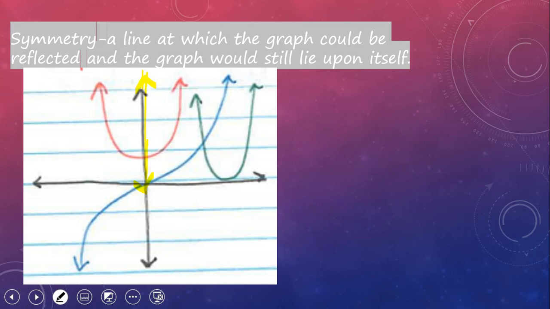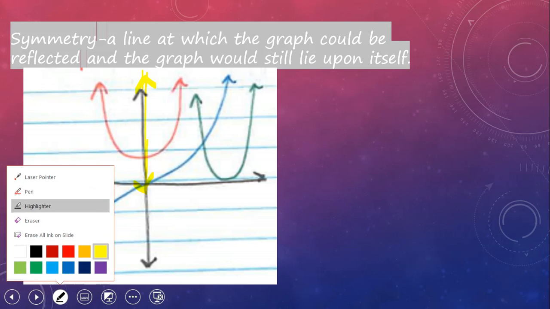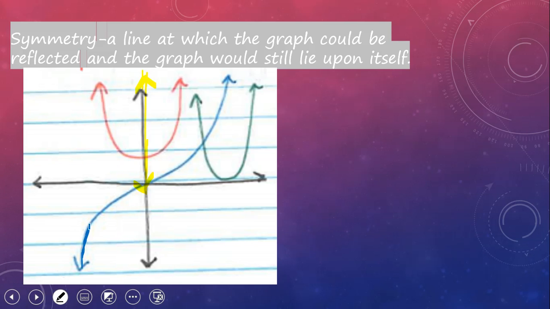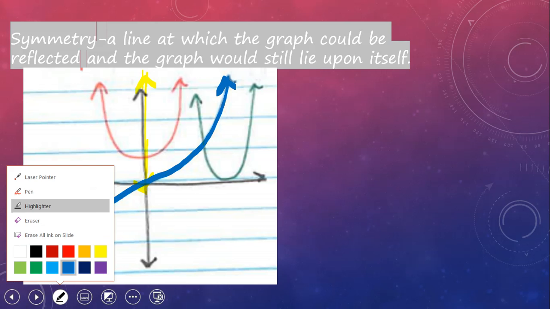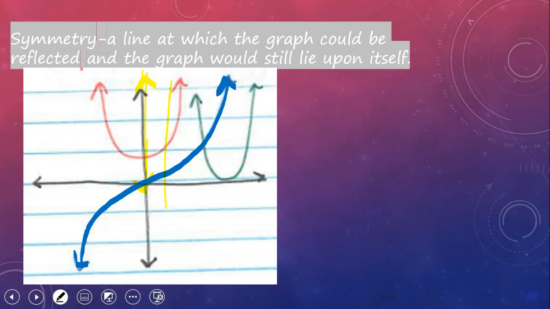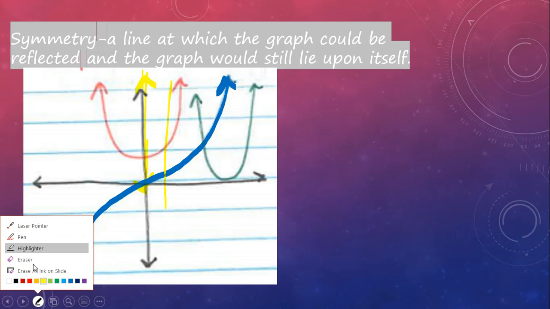Taking a look at the blue graph, that's a cubic. So this blue graph here is a cubic. We want to see if this has some symmetry. So if I drew a vertical line here, there is no way that if we folded it in half, the left would match the right. So cubic functions do not have a line of symmetry.